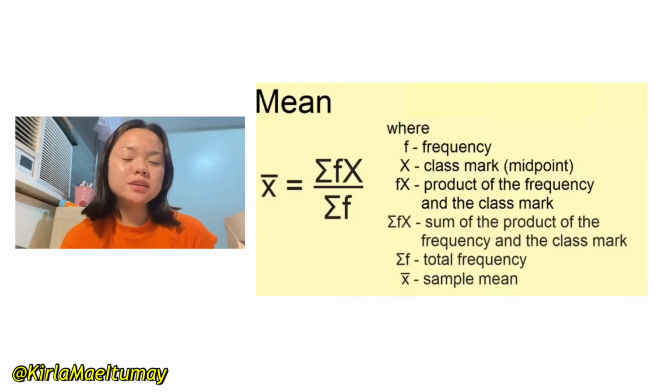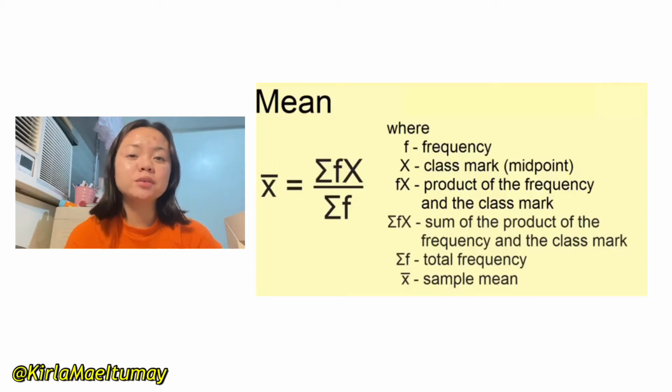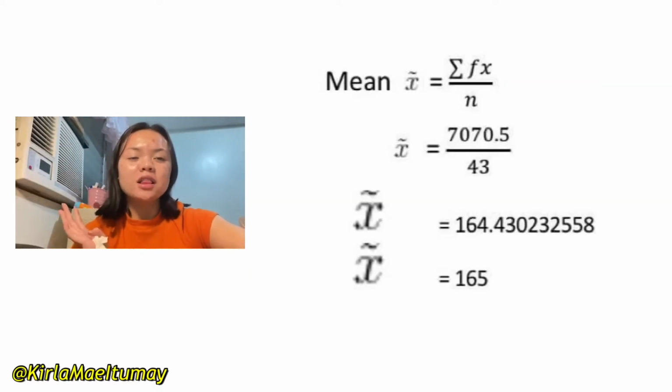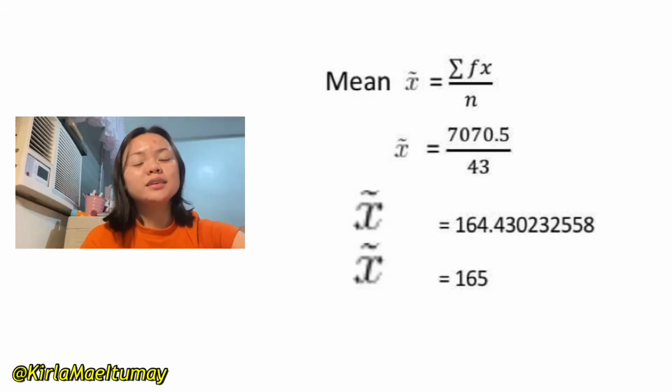Hello, my name is Kayla Itumay and I'll be talking about mean and median. So firstly, mean is equal to the sum of the product of the frequency and the class mark divided by the total frequency, where f is frequency, x is our class mark, fx is the product of the frequency and class mark, Σfx is the sum of the product of the frequency and class mark, Σf is the total frequency, and x-bar is the sample mean. Number 1, here we have the sum of all our product of the frequency and the class mark, which is sample mean equals the sum of fx over the sum of f.